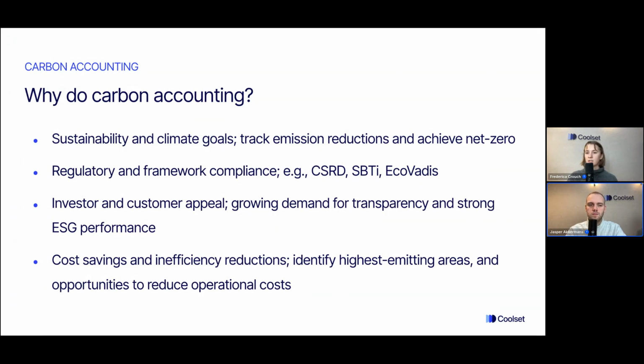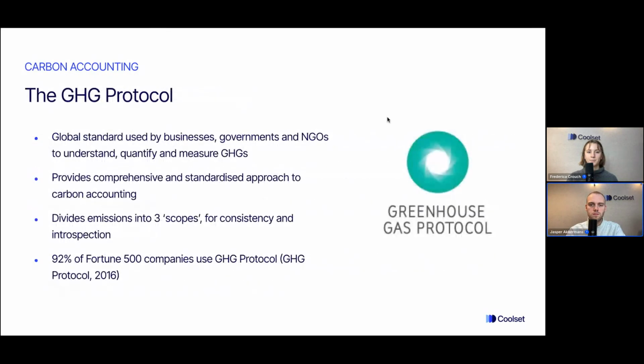And investor and customer appeal is a big driver for doing carbon accounting, because in the industry at the moment, there's growing demand for transparency and strong ESG performance. So doing carbon accounting and sharing that with customers, either clients or other businesses, can really have a positive impact on your business goals. And finally, cost savings and inefficiency reduction. So by doing carbon accounting and taking stock of where your highest emitting areas are, you can start to improve efficiency, because you can make reductions, both reducing the emissions from that area, but also costs. So it's a win-win opportunity there.